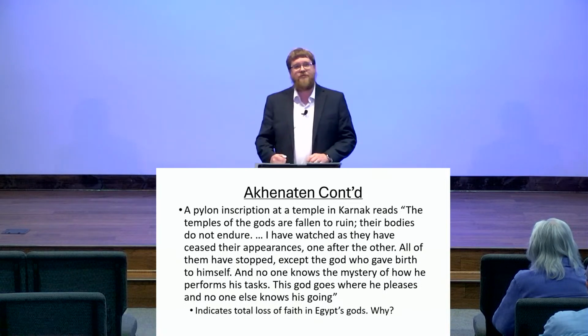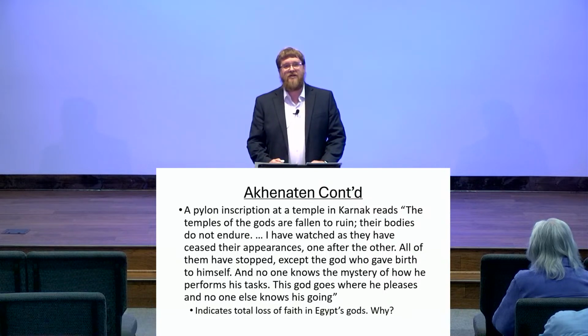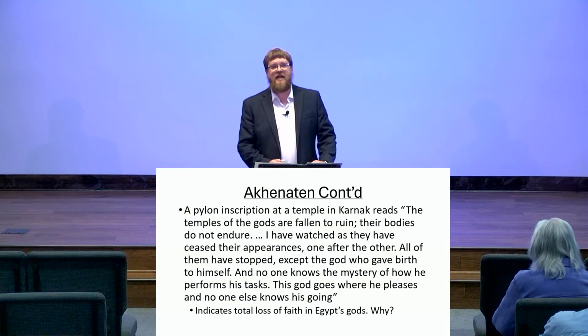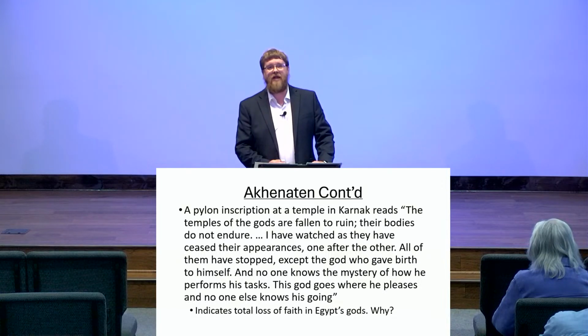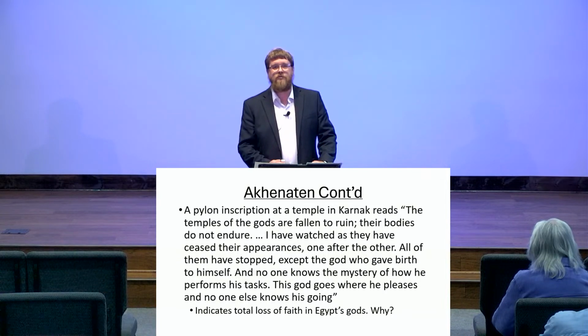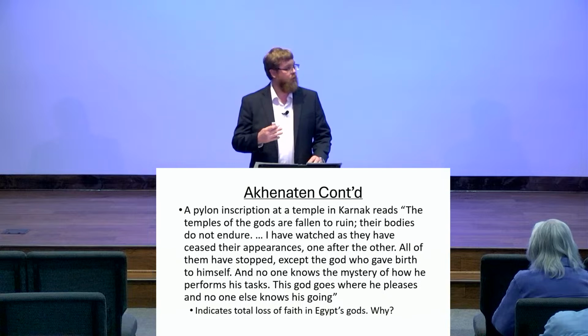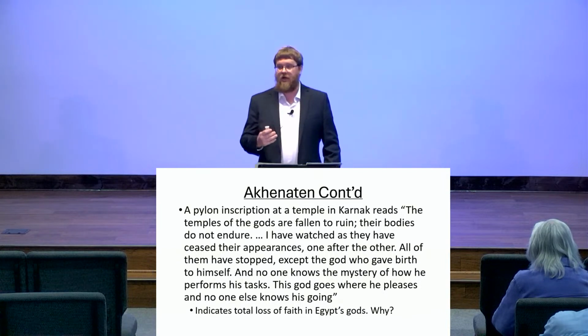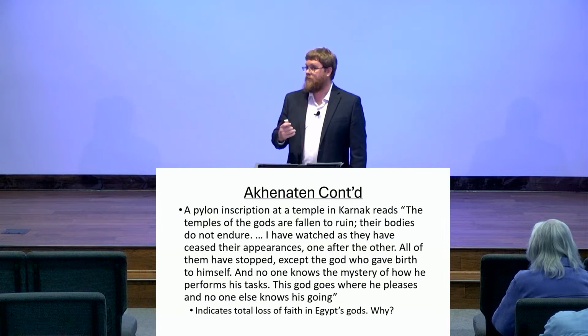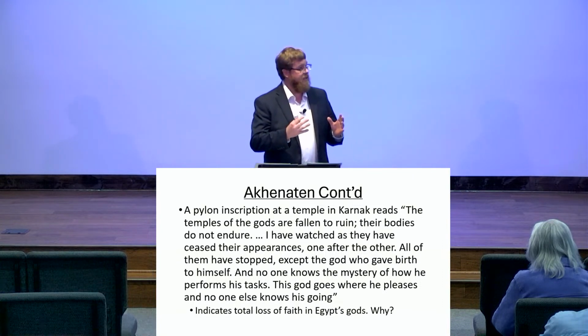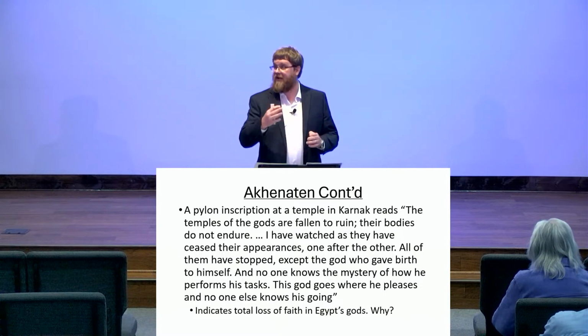A pylon inscription at a temple in Karnak reads, "The temples of the gods are fallen to ruin. Their bodies do not endure. I have watched as they have ceased their appearances, one after the other. All of them have stopped, except the God who gave birth to himself. And no one knows the mystery of how he performs his tasks. This God goes where he pleases, and no one else knows his going." This indicates a total loss of faith in Egypt's gods. Why? You see, the 10 plagues, each of them was designed to go against a different god.